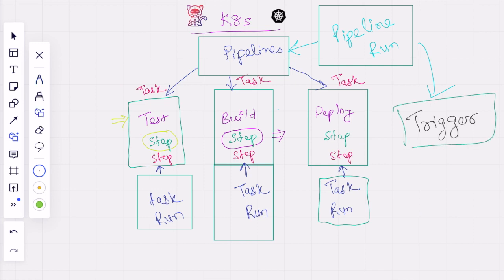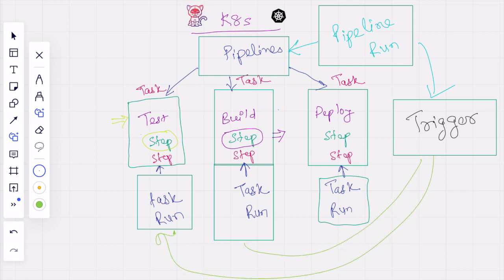Now the trigger can be when a developer pushes code to a Git repo. At that time, you want to test your application, then you want to build your application, and you want to deploy the changes. So this can be a trigger process. We can also refer to other version control systems such as GitHub, GitLab, or any other private ones.